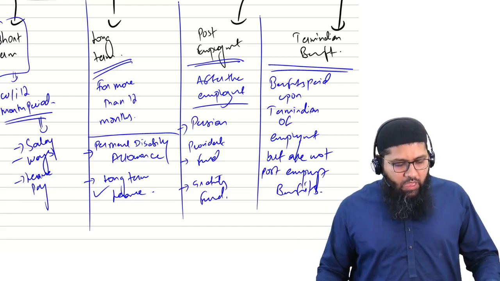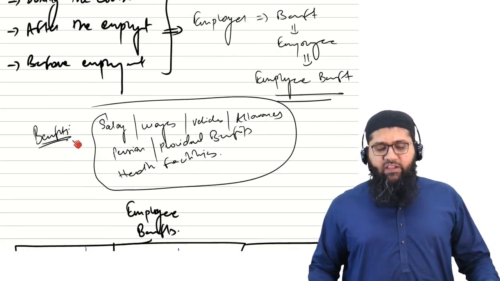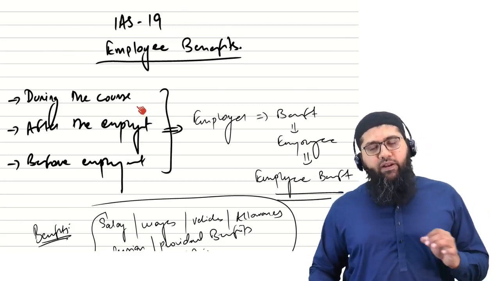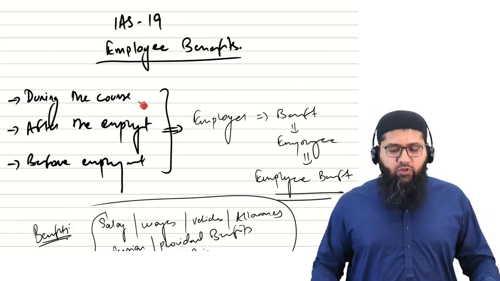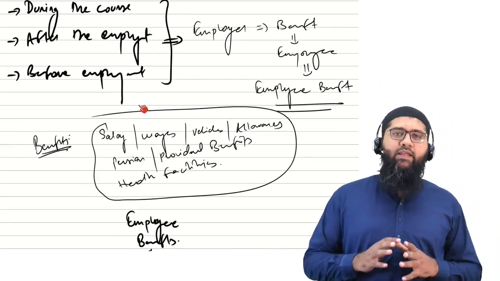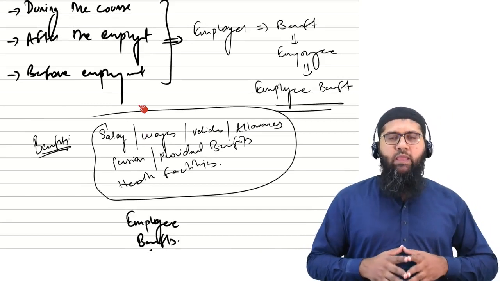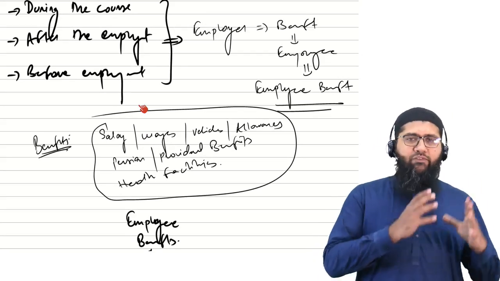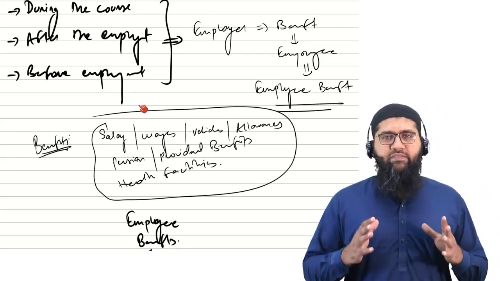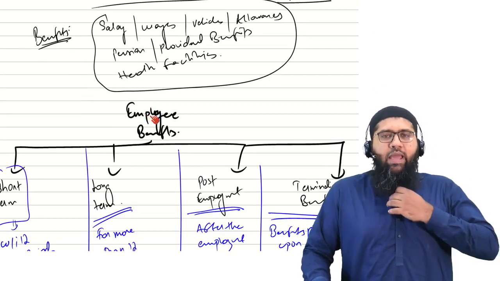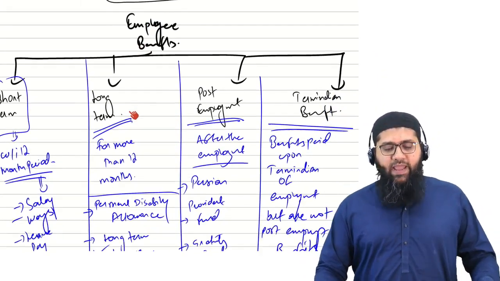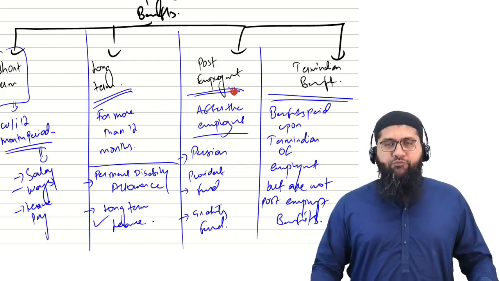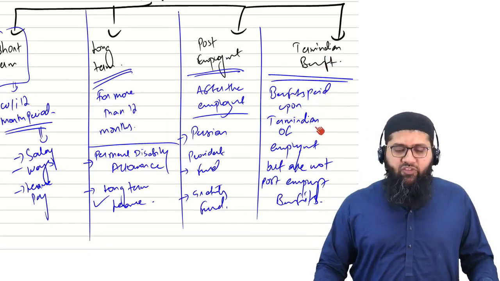Now, the first thing with respect to IAS 19 is that you should understand what the employee benefits are, and what the different types of employee benefits are. We have understood that anything that an employer pays to the employee because of the employment, as a result of the employment, during the employment, after the employment, is going to be considered as employee benefits. And the employee benefits could be categorized under these four headings: short term, long term, post employment, and termination benefits.